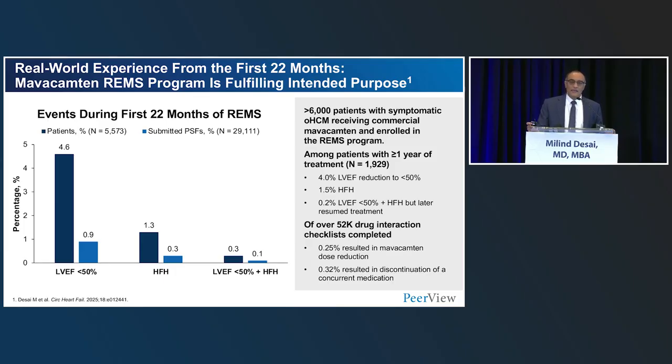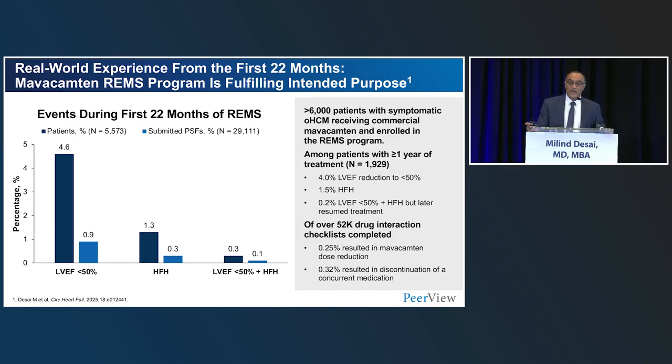What did we find? Less than 5% had an EF of less than 50%. Out of the 29,000 forms, less than 1%, 0.9% to be precise, had EF less than 50%. Heart failure hospitalization, 1.3% of patients, 0.3% of patient status forms associated with that, and so on and so forth. So bottom line is, in the real world, I would like to venture out and say the drug is performing better in terms of side effect profile and EF reduction compared to what we saw in the clinical trials, because here we are having the added human touch, the clinician touch to the management.